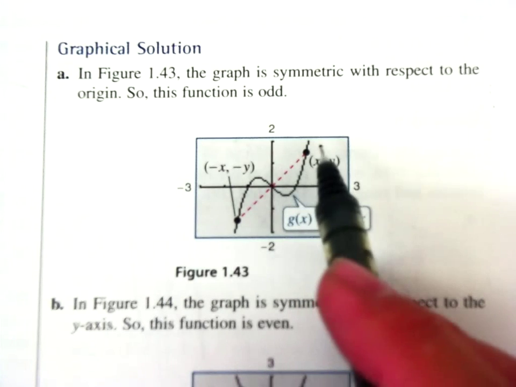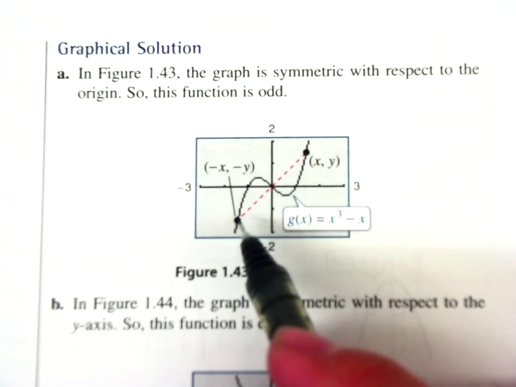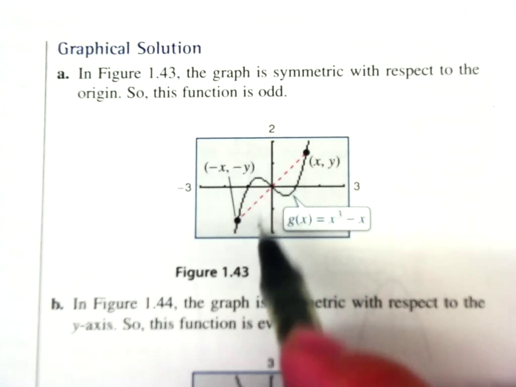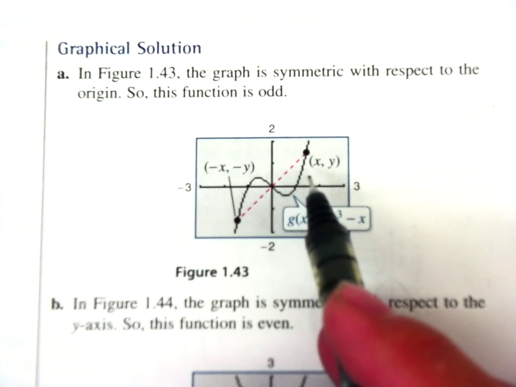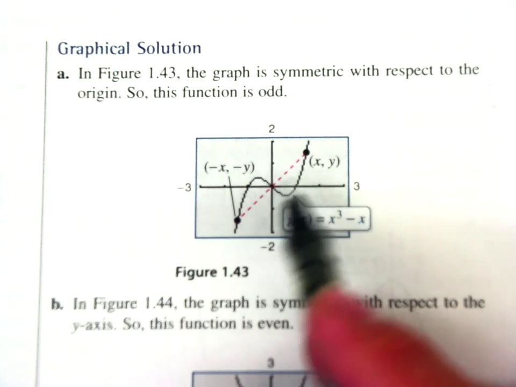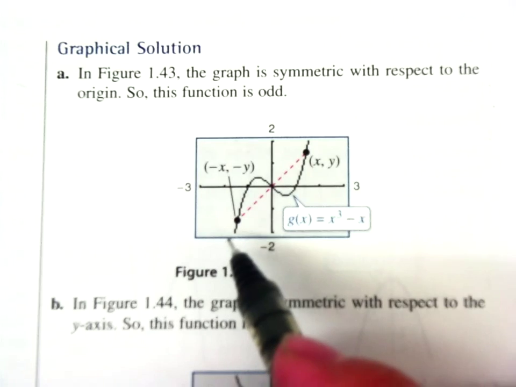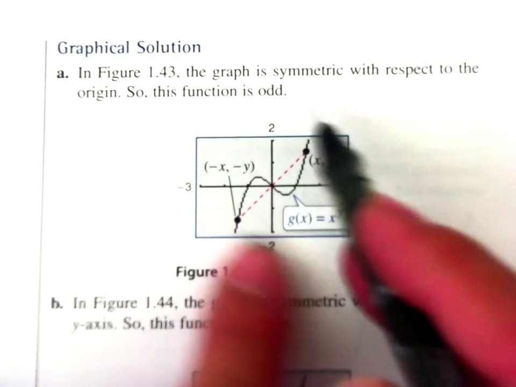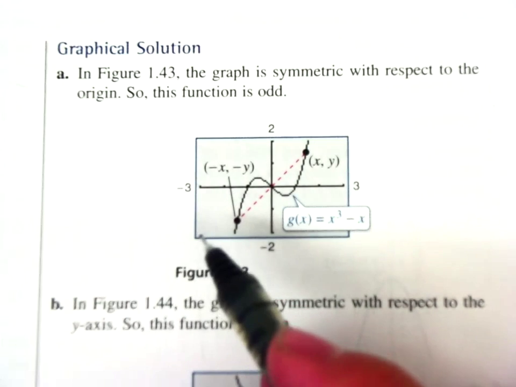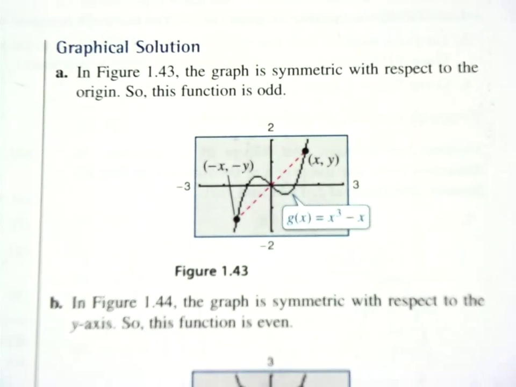is symmetric with itself in respect to the origin. Now, respect to the origin is kind of confusing, but it's basically across this diagonal line. So if you were to rotate this image by 180 degrees, it would be exactly the same. So it's an odd function.